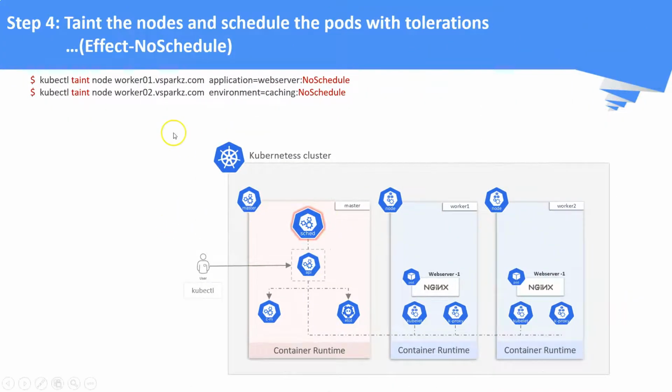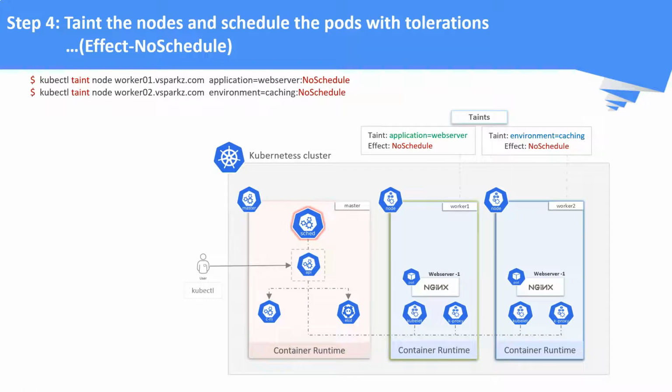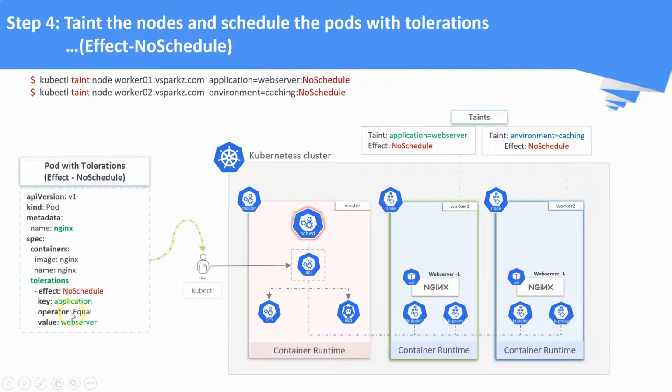Step number 4, taint the nodes and schedule the pods with tolerations. Here the effect is going to be NoSchedule. Once you apply NoSchedule taint effect, existing pods still continue to run, whereas the new pods with the matching tolerations will only be scheduled on the desired nodes.